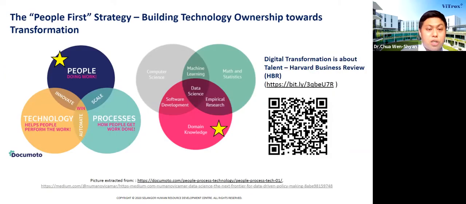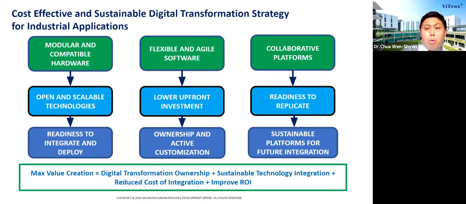And once you have a people-focused strategy, you build technology ownership towards your transformation, you build domain expertise, and then you can scale up. And of course, you need to look at scalable technologies, which is the next slide. Technologies that are ready to replicate, modular enough for you to scale up, and hence creating what we call maximum value creation.